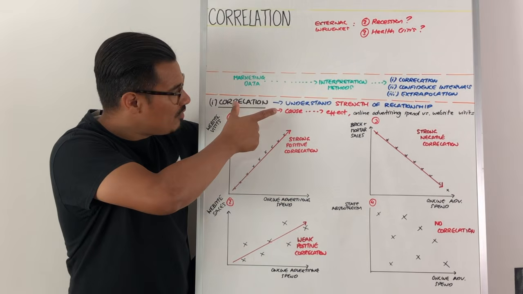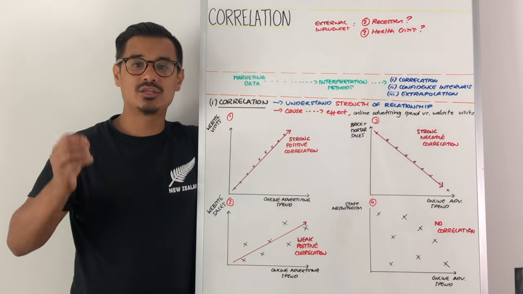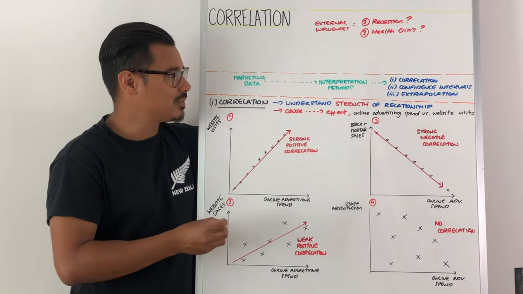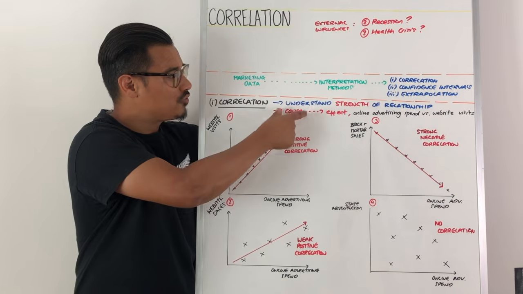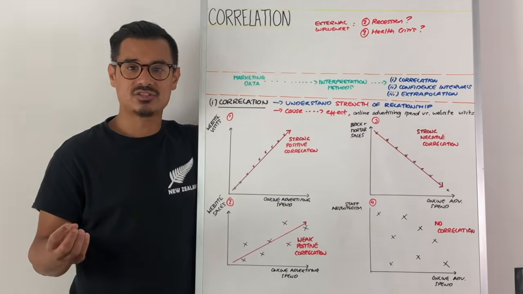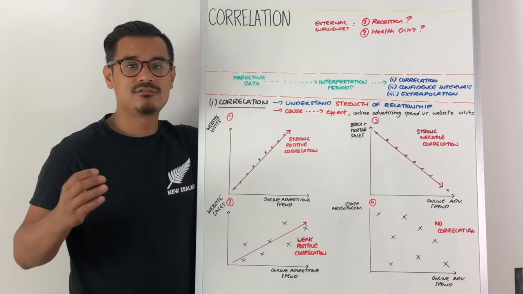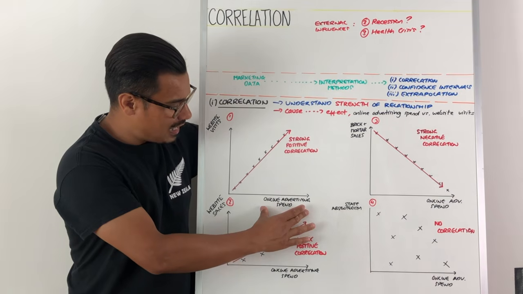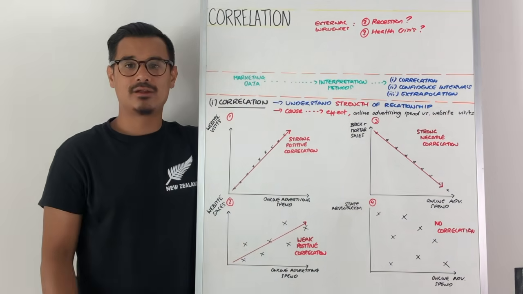So if we're going to look at correlation in this video, then correlation is simply understanding the strength of a relationship. Understanding the strength of a relationship. And it's likely to be between two things, two variables. And it's often that they have a cause and effect relationship. For example, online advertising spend versus website visits. Now, if we chart that here, online advertising spend being the cause and the effect is website visits.